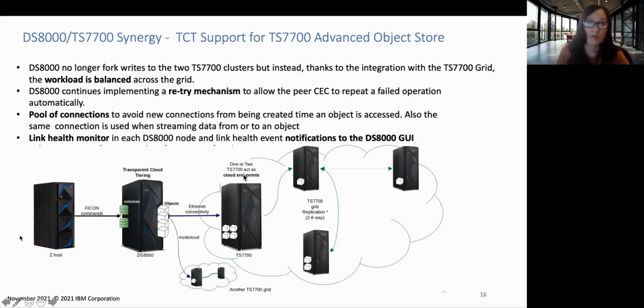And then they also provide some link health information, which they never did before. They are constantly monitoring the connections between the 7700 and the DS8000 and can post events for any issues, if there are any.